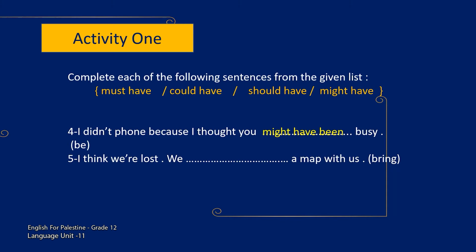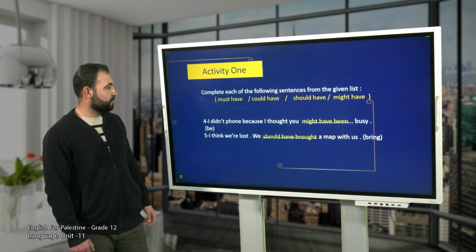Number 5. I think we are lost. We blank a map with us, bring. We what? We should have brought a map with us because we were lost.